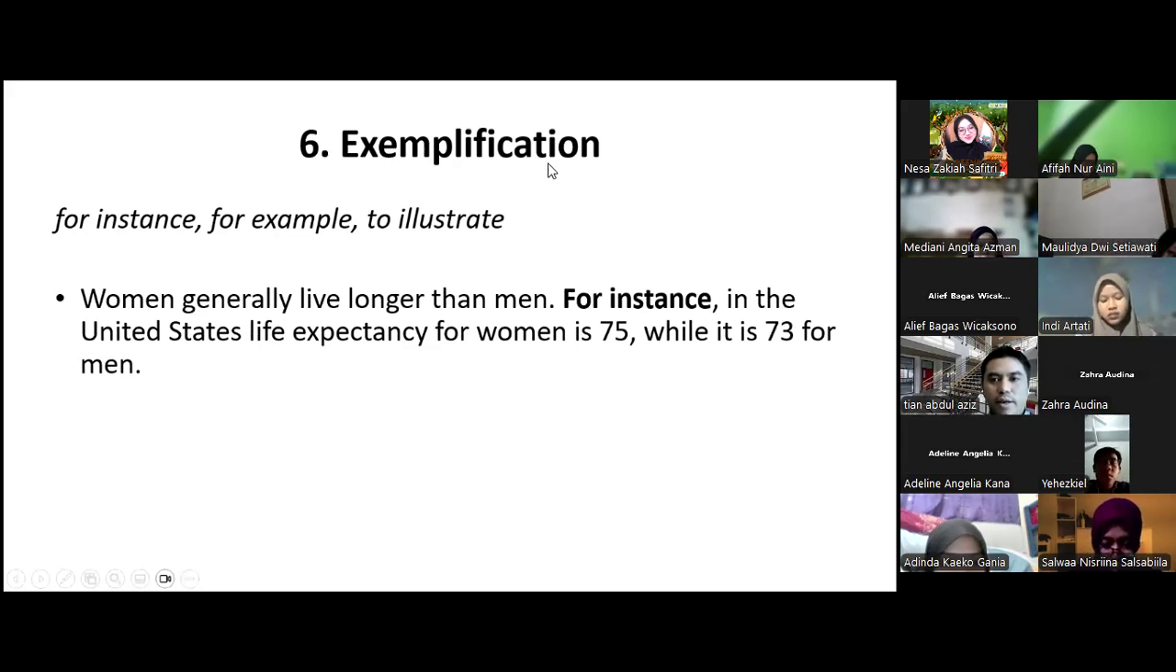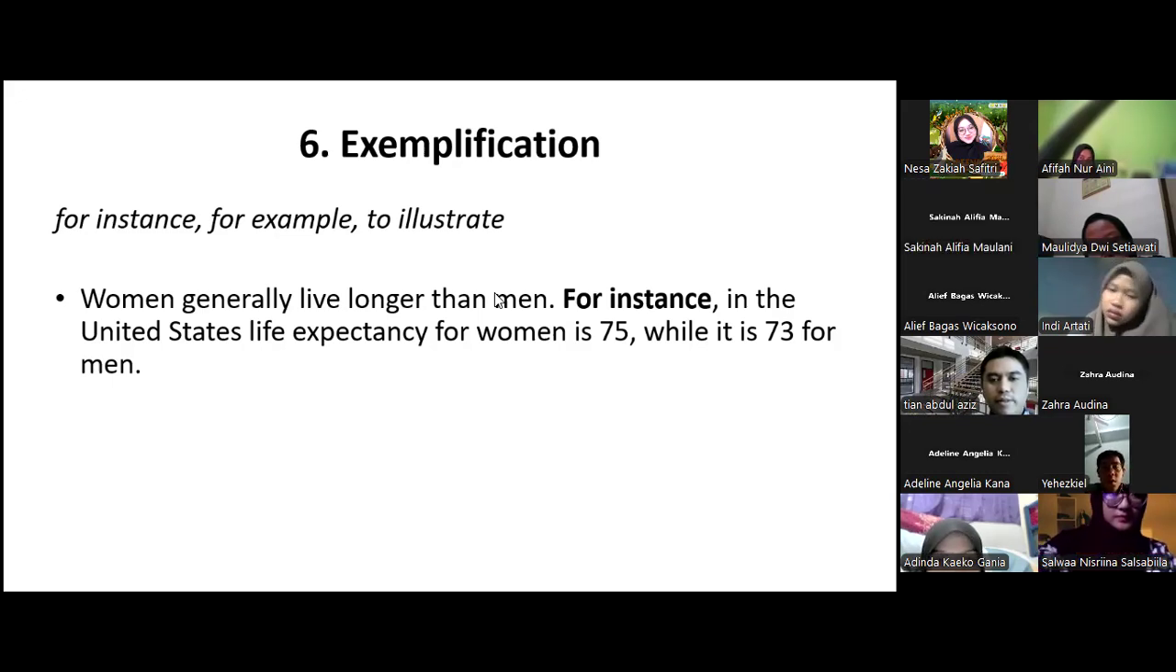Okay, let's have Sakina. Sakina, open your microphone. Unmute, please unmute, and also your camera. Okay, your turn. Read the sentence.